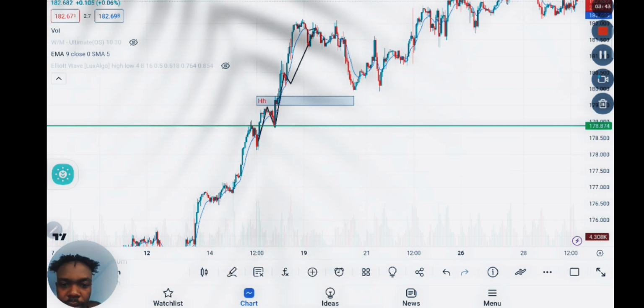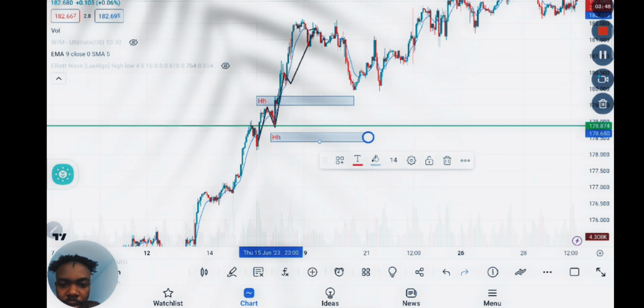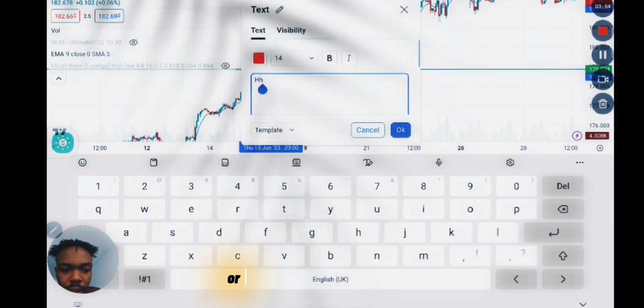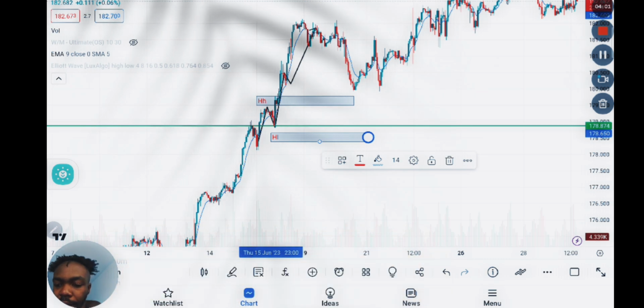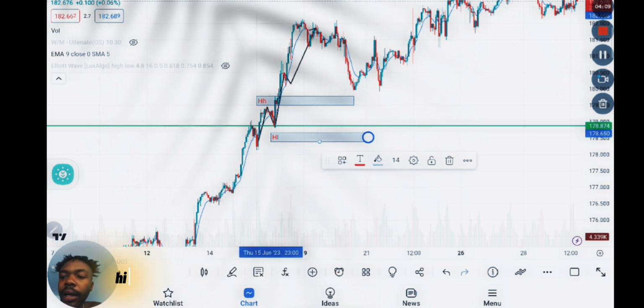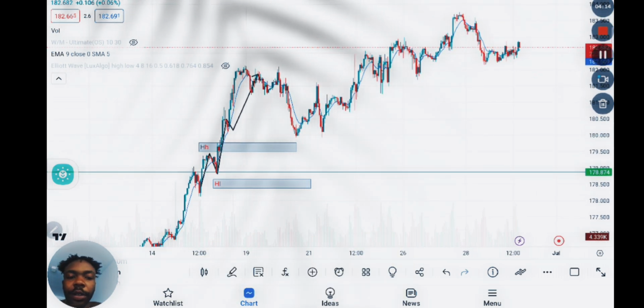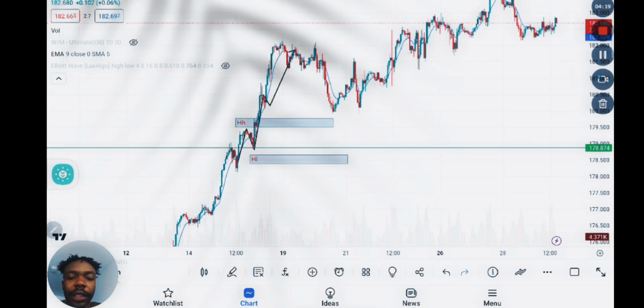And then we have our higher low. And this will be a higher low, meaning that price came back to create a low. And once again, it'll create another higher high, higher low, higher high, higher low, and it just keeps going on and on and on till it starts consolidating, or it reverses and goes in the opposite direction.